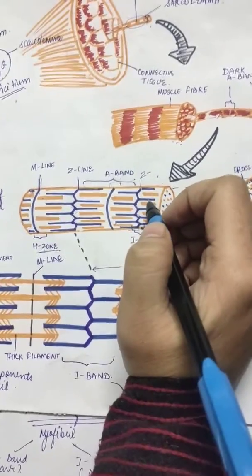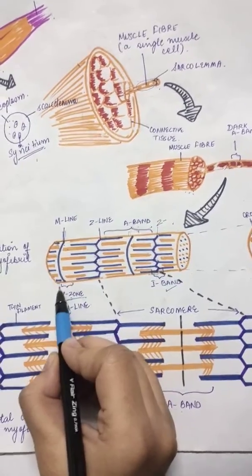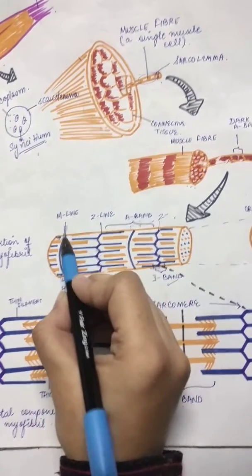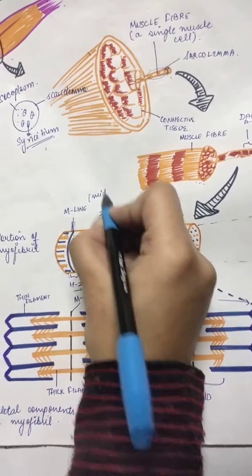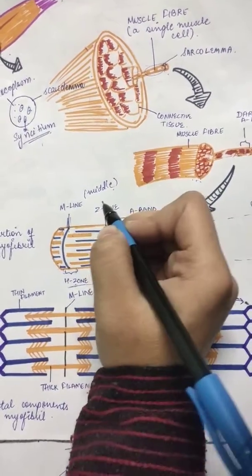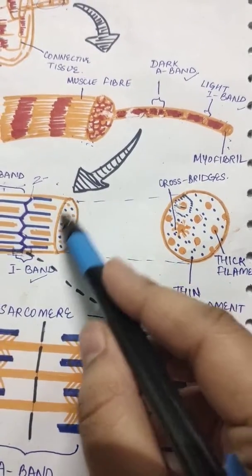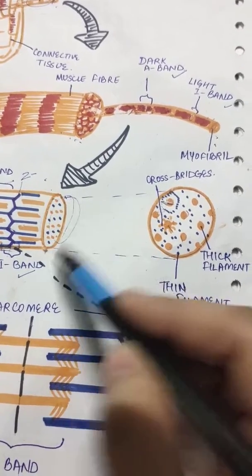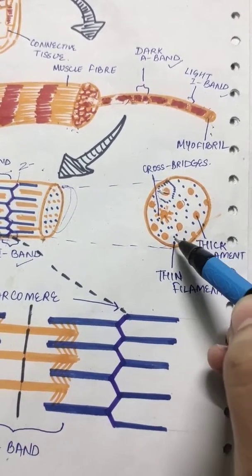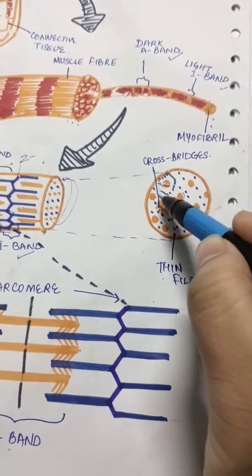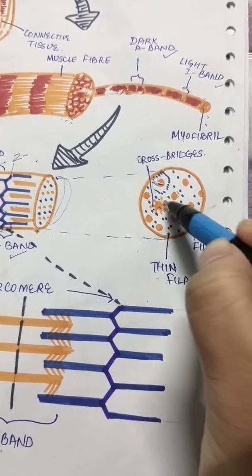Now the center of the A band is known as the M line or middle line. This is the middle line. Now if we take a section of this muscle, it contains the thick filament, the thin filament, and these are the cross bridges.